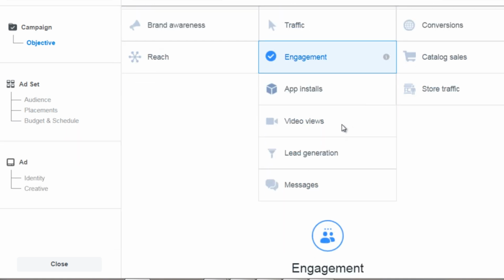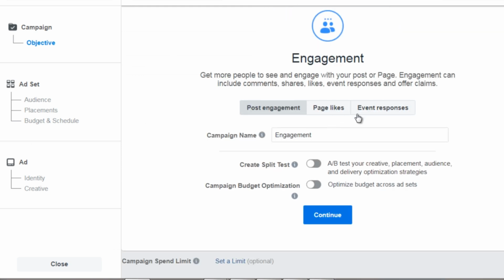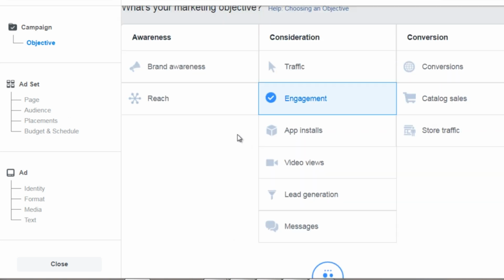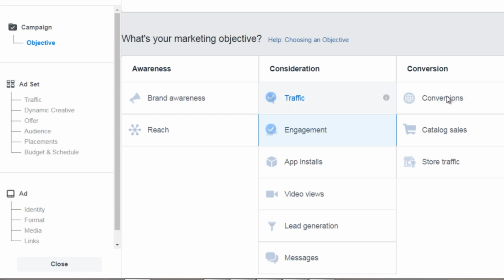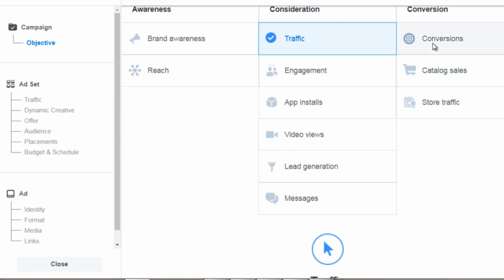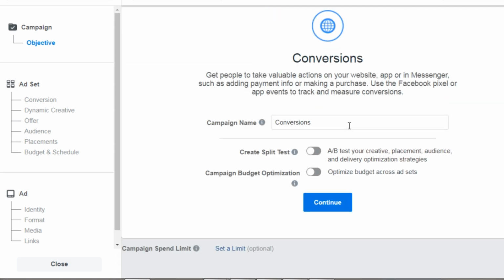And then of course, engagement can be in the form of a post engagement. So if you want stuff like comments, shares, likes to a specific post, you would choose that and click on continue. Or if you want to grow your Facebook fan page and get more page likes, you would click this one right here. Now, for the sake of showing you how to set up a Facebook ad to the fullest extent, we're going to be using traffic and conversions. So we're going to click that.